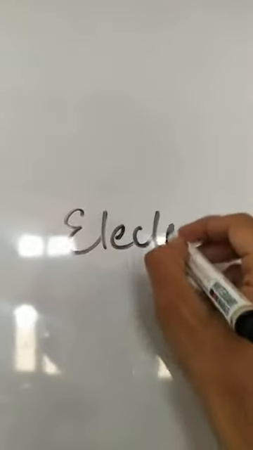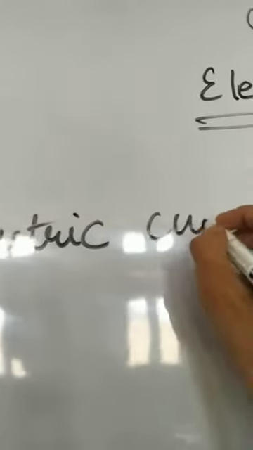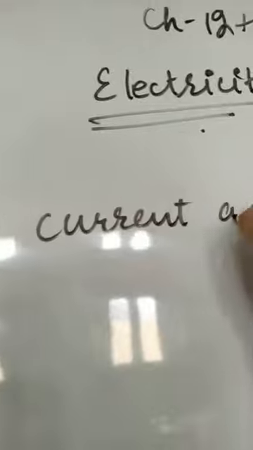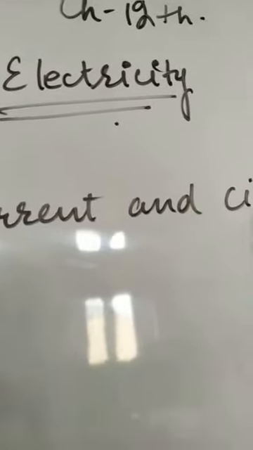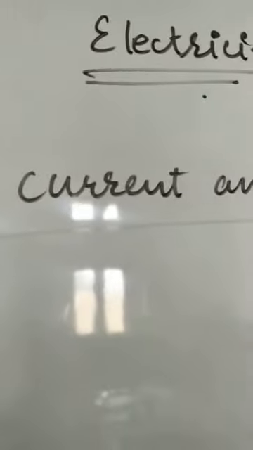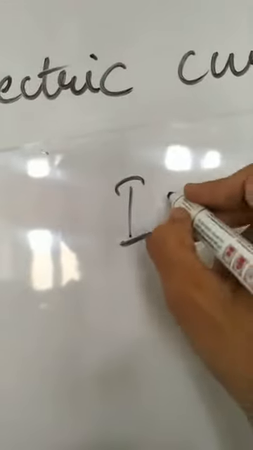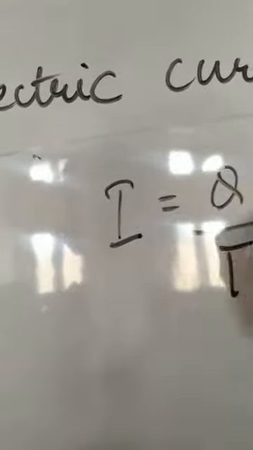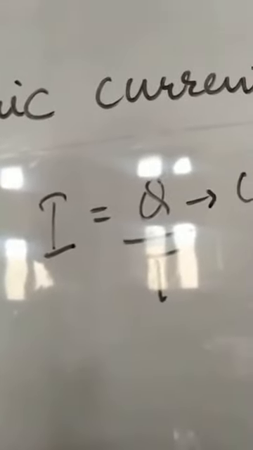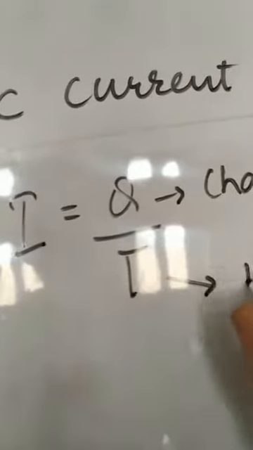In our previous video, we studied about electric current and circuit. The formula of electric current, which is denoted by I, is equal to Q upon T, where Q is the charge and T is the time taken.